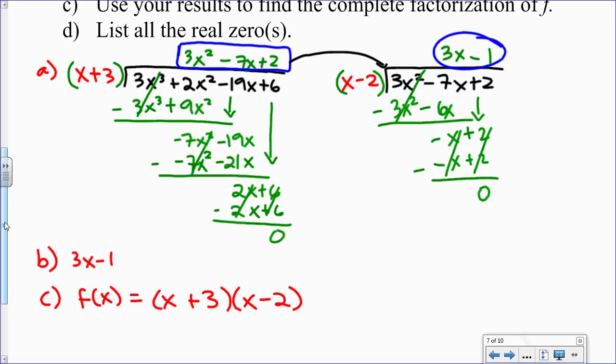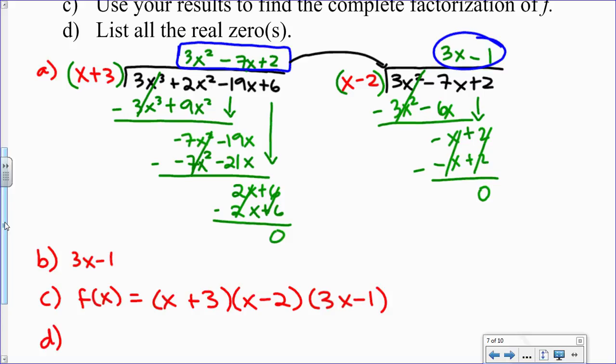So what do I think that third one is then? 3x plus 1. Yeah. Perfect. It said find the remaining factor, so 3x minus 1. So if you multiply those out, all of them, that would give you this here, 3x cubed plus 2x squared minus 19x plus 6. So this is factored form. So long division is another way of factoring. Okay.